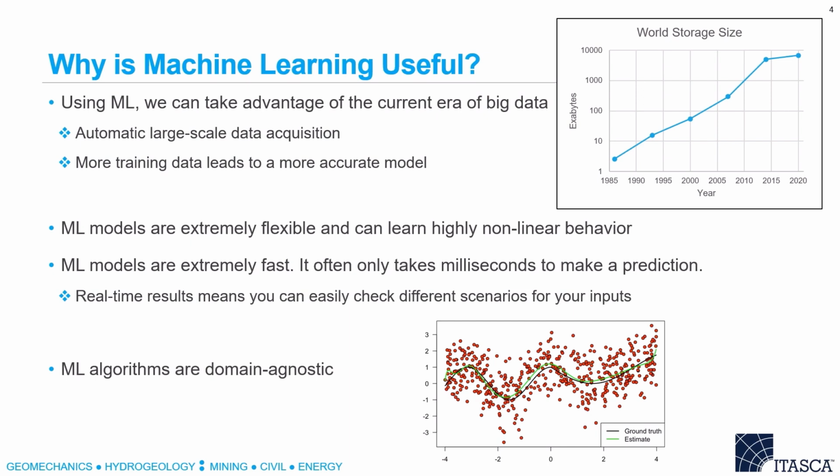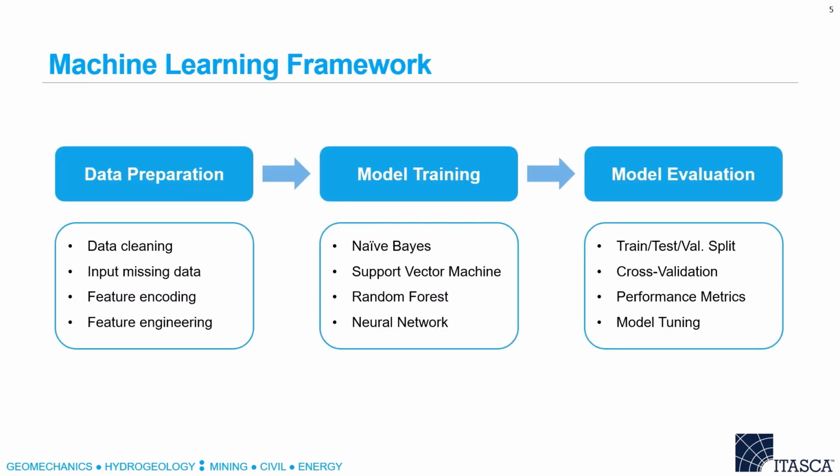The final point to make is that machine learning algorithms are domain agnostic, meaning that they can be applied to any scientific field or problem, granted that you have enough data to model the relationship of interest. Now let's dive into the general framework of machine learning. In broad steps, this consists of data preparation, model training, and model evaluation. These steps outline the process of building an accurate machine learning model, with data preparation taking up the bulk of the effort required.